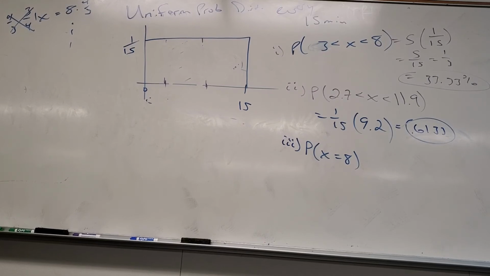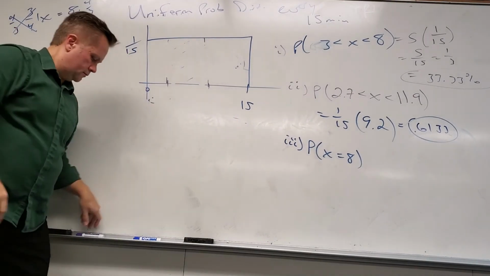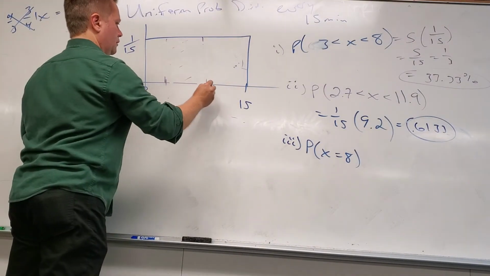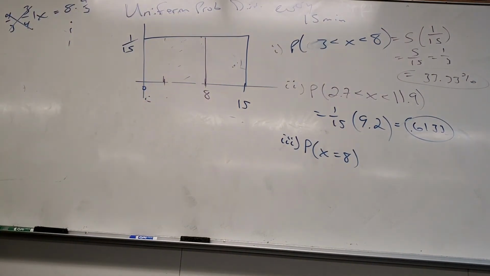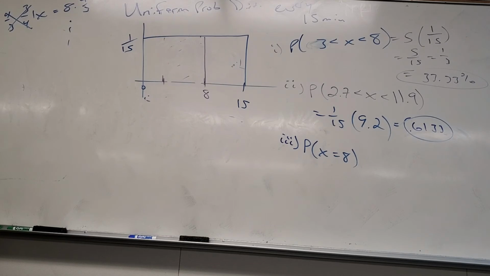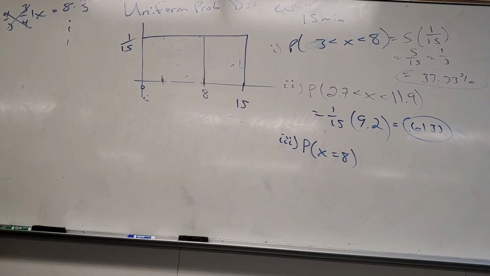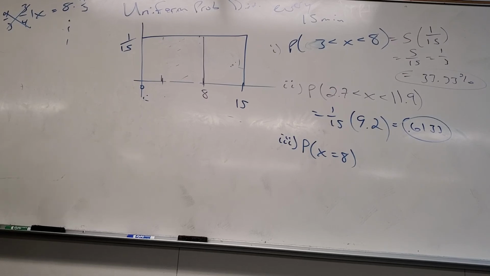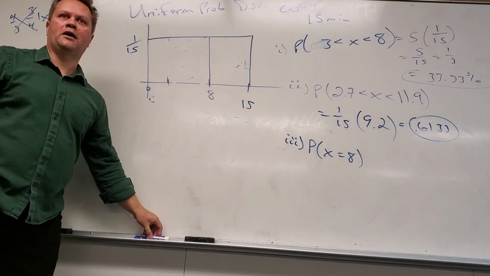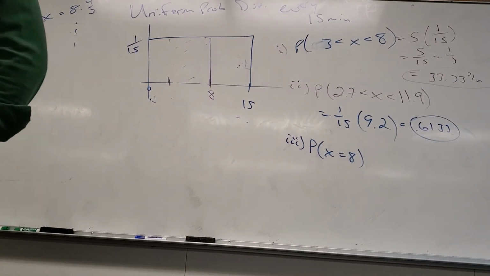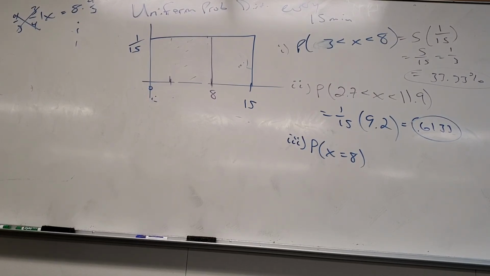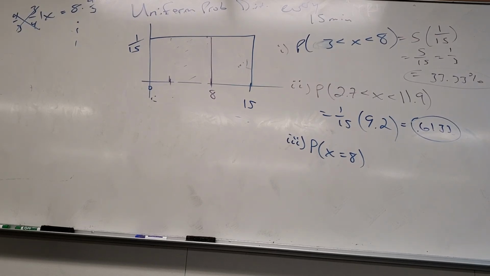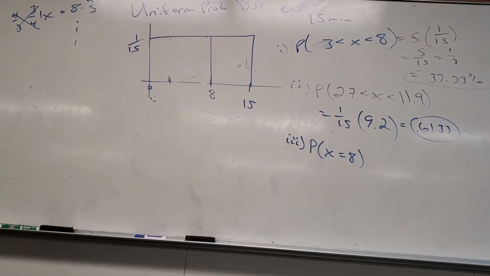X equals 8 is what kind of thing? Here's 8. X equals 8 would be this, right? You guys with me? That's x equals 8. What's the area of a line? You could do it. I love you guys. You're all like, why am I here? Not on the earth, but in this class. What's the area of a line? How wide is a line? 0. Area is length times width. If it's 0 wide, the area is 0.